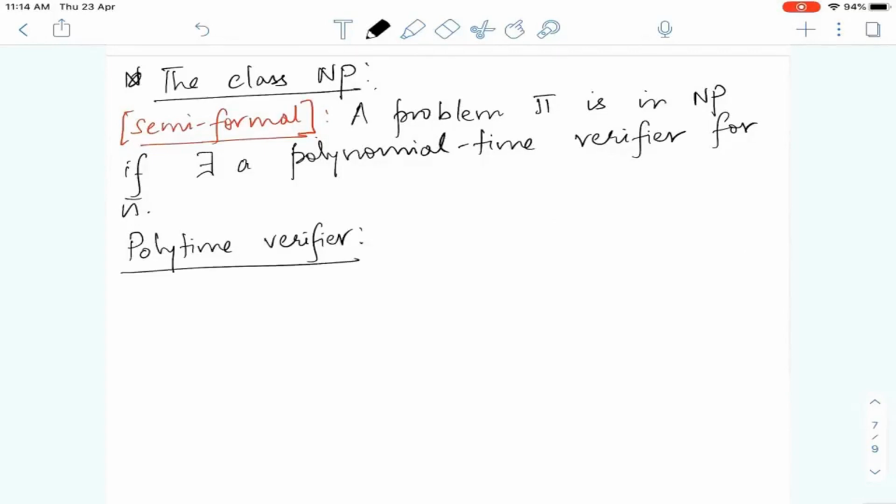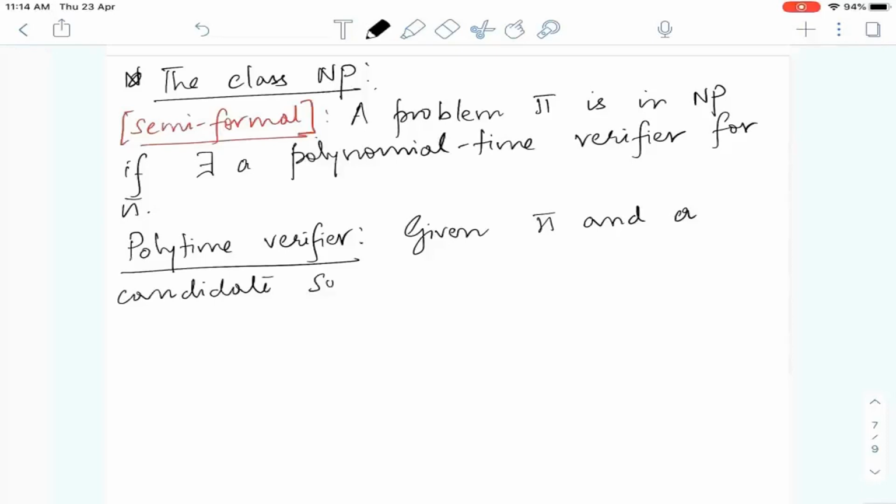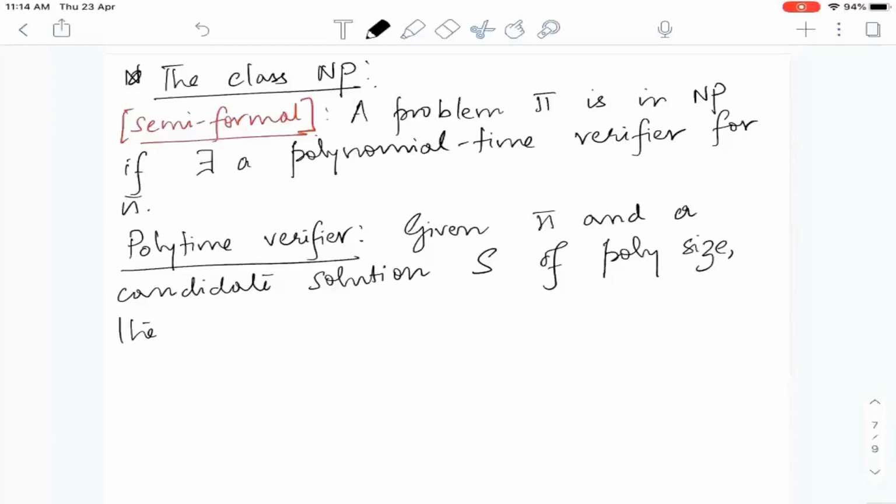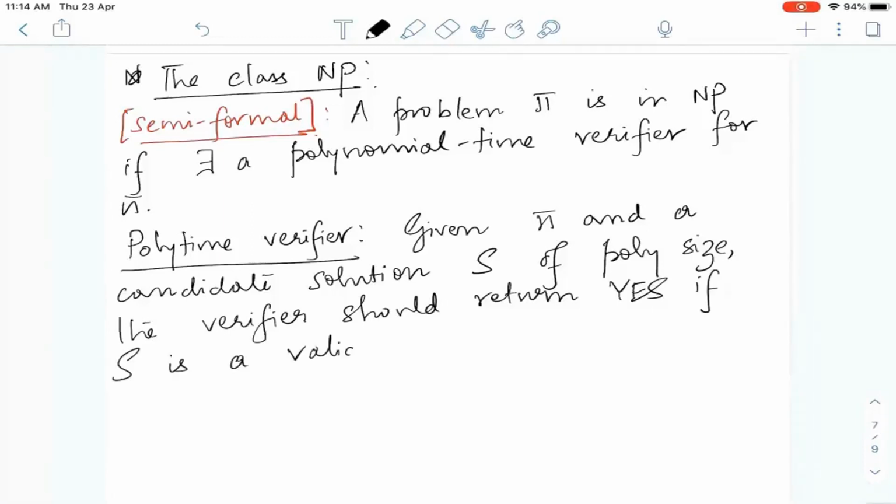given pi and a candidate solution S of polynomial size, the verifier should return yes if S is a valid solution and a no if S is not valid.